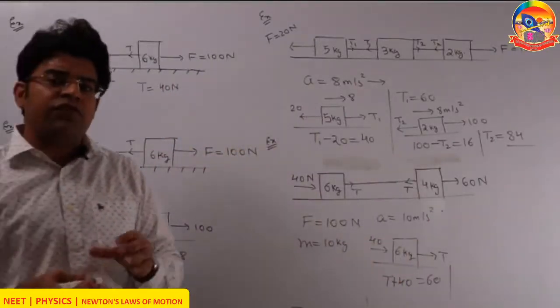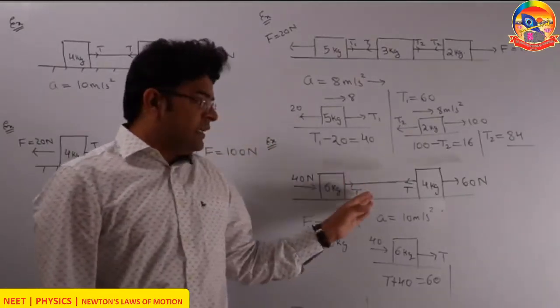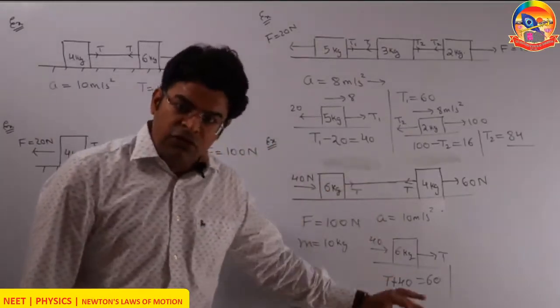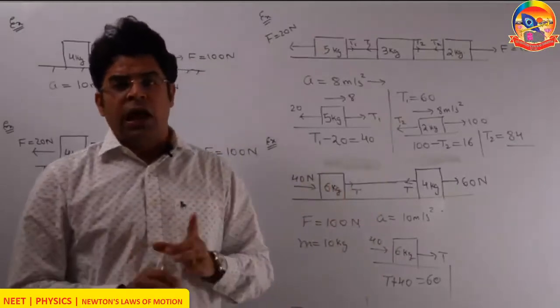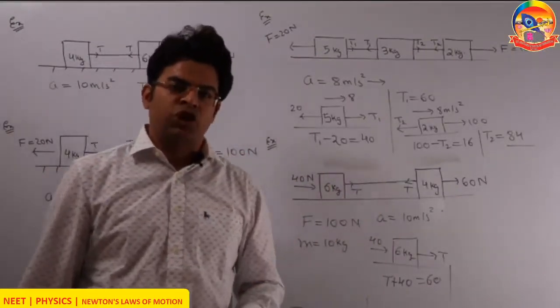Since the sign of tension came out to be positive, I can say that the tension is positive. It has the value of 20. The string does not loosen up. If the string would have loosened up, I would have got a negative answer for tension.